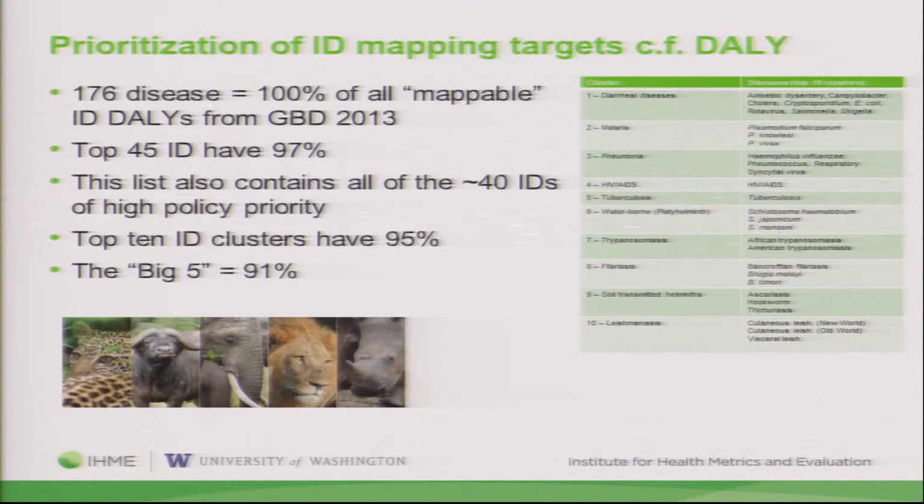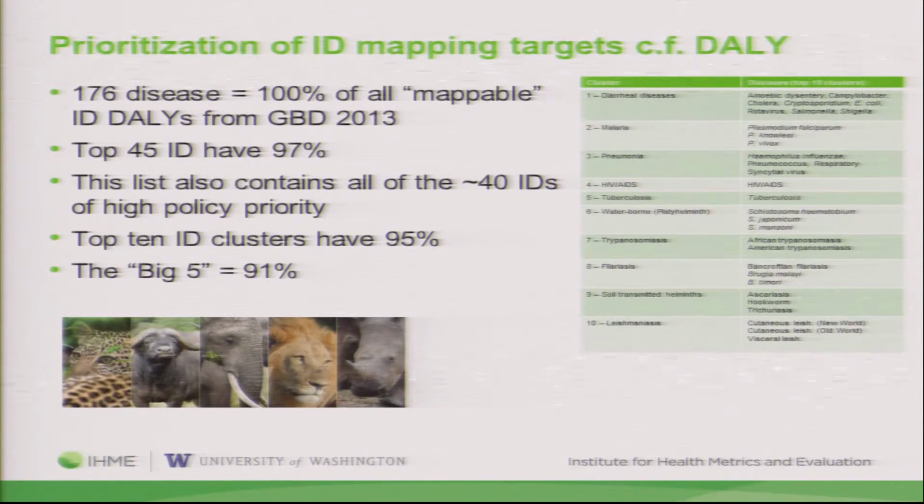So if you take all 176, obviously that would be 100% of all mappable DALYs. But if you take the top 45, that's 97%. And the top 10 infectious disease clusters have 95%. So they're a set of diseases that we are prioritizing in this way. And the big five we're giving particular attention in a different type of mapping, and that's for another talk.